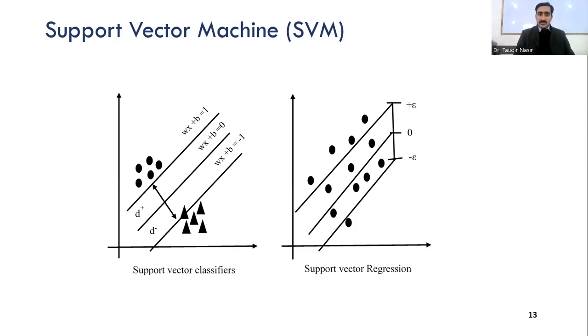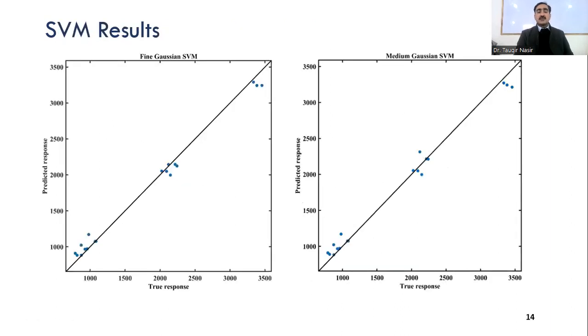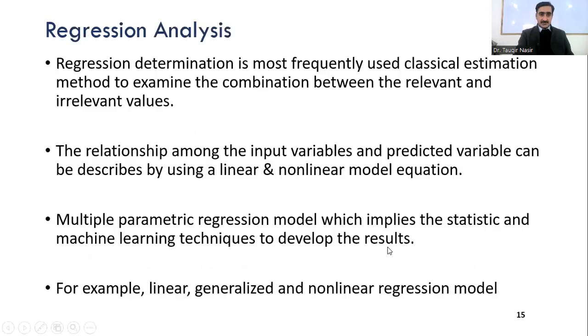These are the pictures of the support vector classifier and the support vector regression. The larger the distance between these lines in the case of a classifier, the better the results will be. But in the case of regression, we use only those values which lie between these margin lines to train the model. And these are the SVM results. Here we have used 2 techniques, the fine Gaussian and the medium Gaussian. And it is optimized, as you can see, it has given linear interpretations.